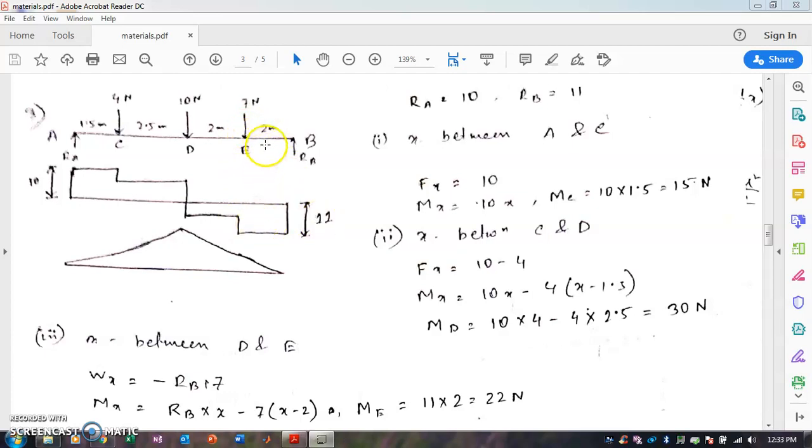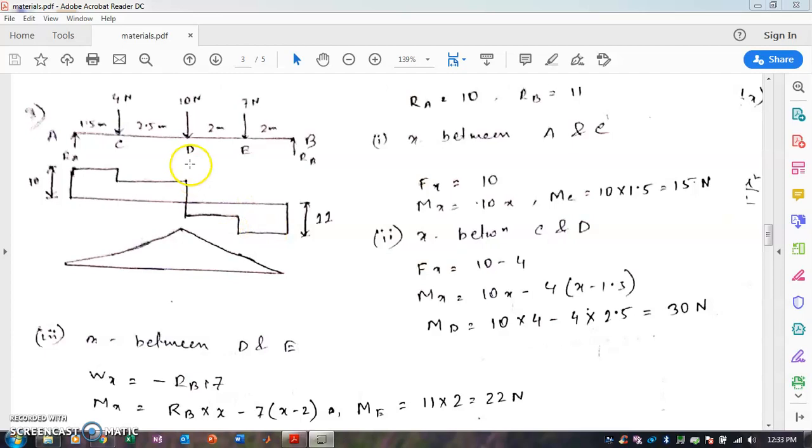If we consider the point X from the other side, from point B, we can get the same result. If the point X is between B and E, then the only upward force will be RB, and for the right hand side it will follow the opposite of the y axis. So an upward force means negative shear force. RB is 11, so it will be minus 11.